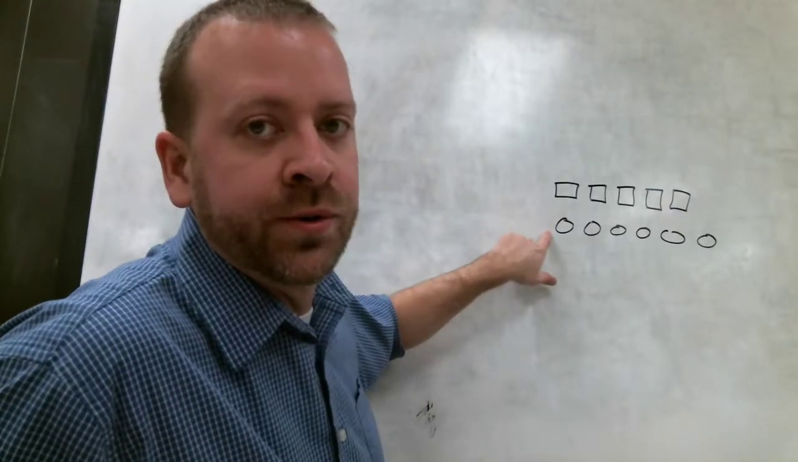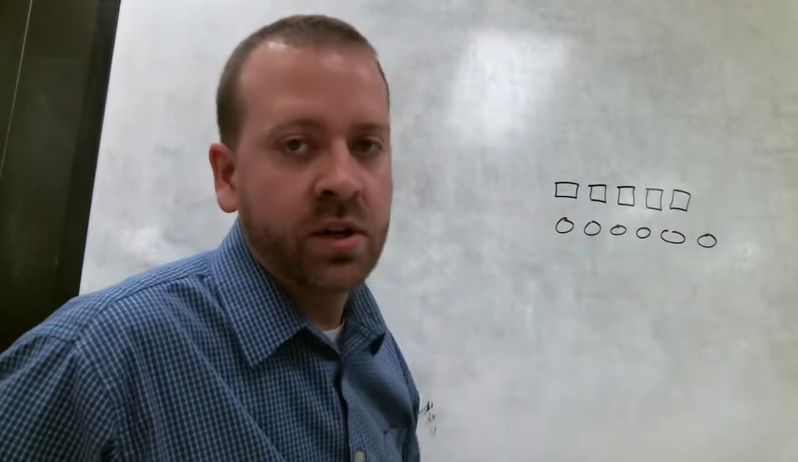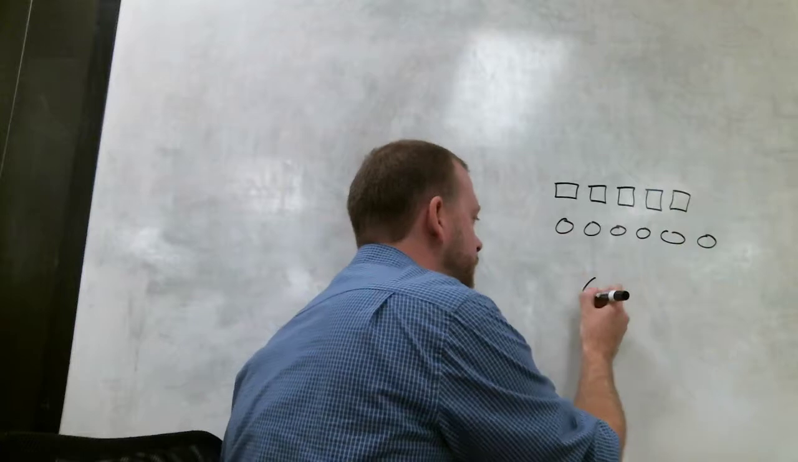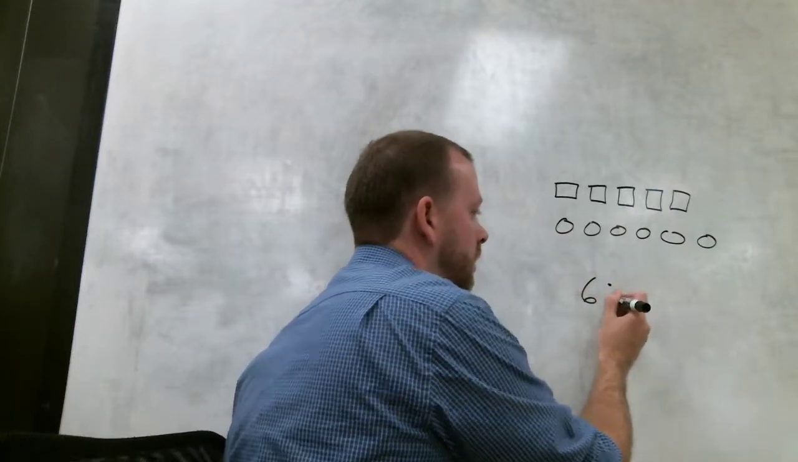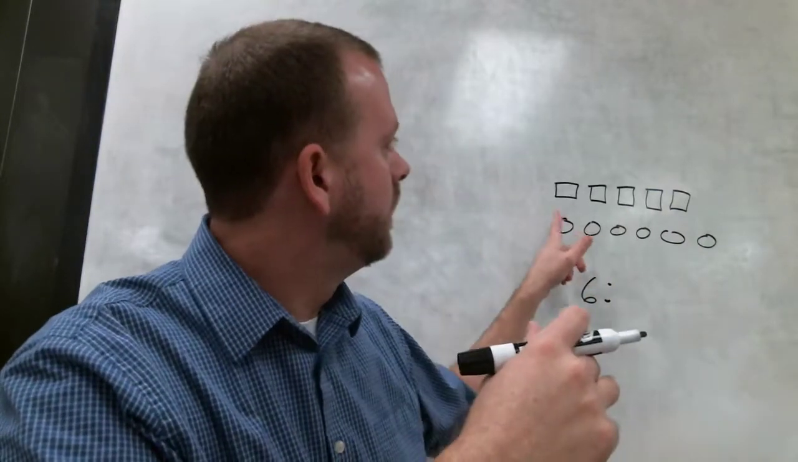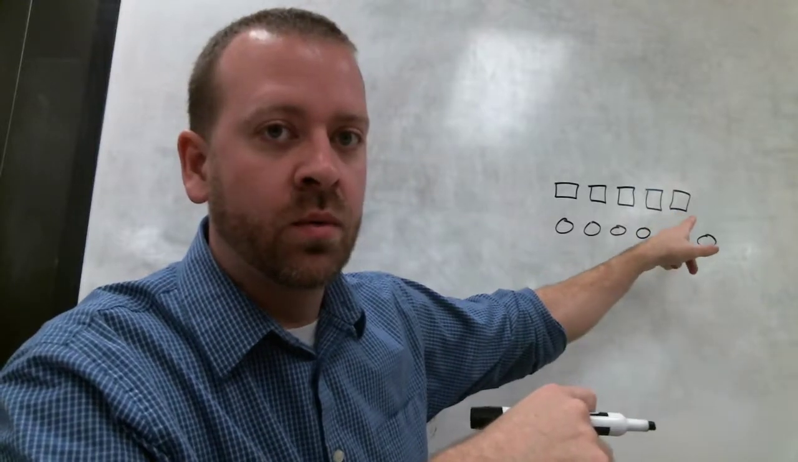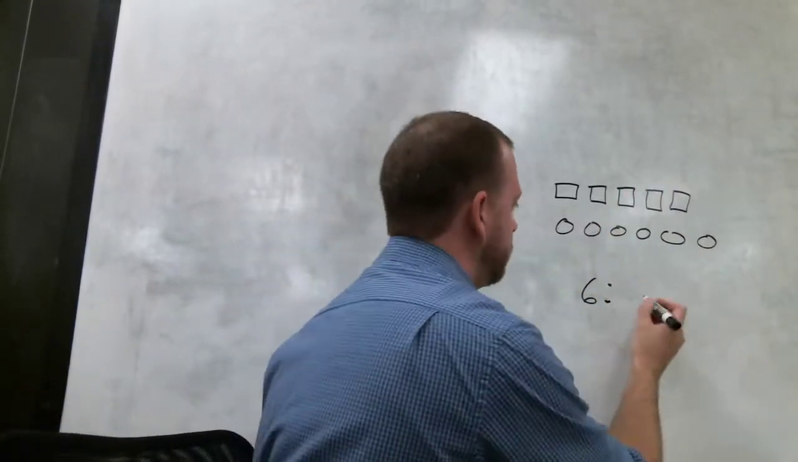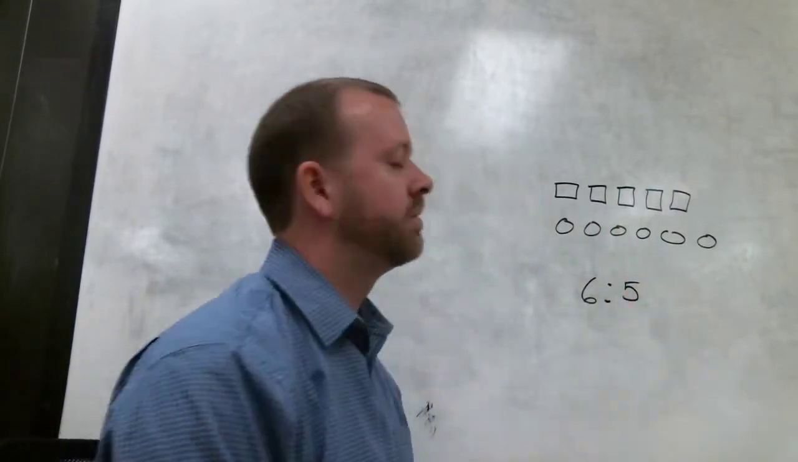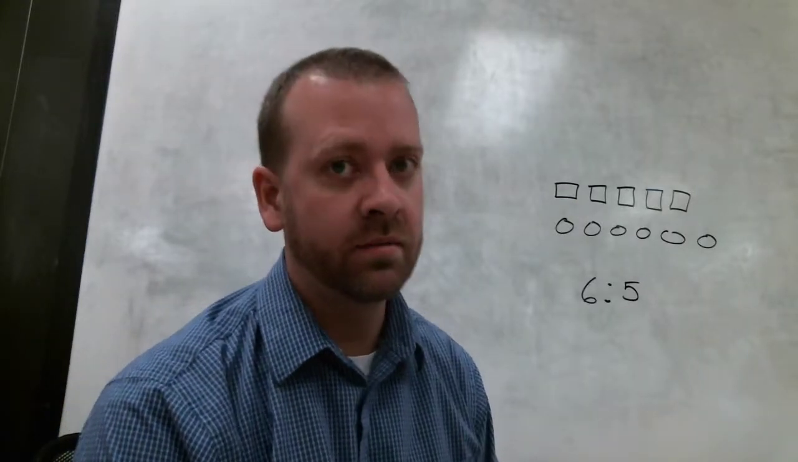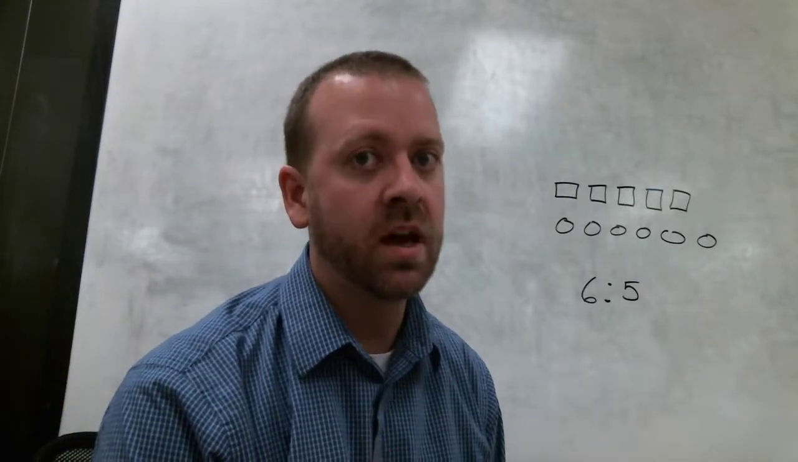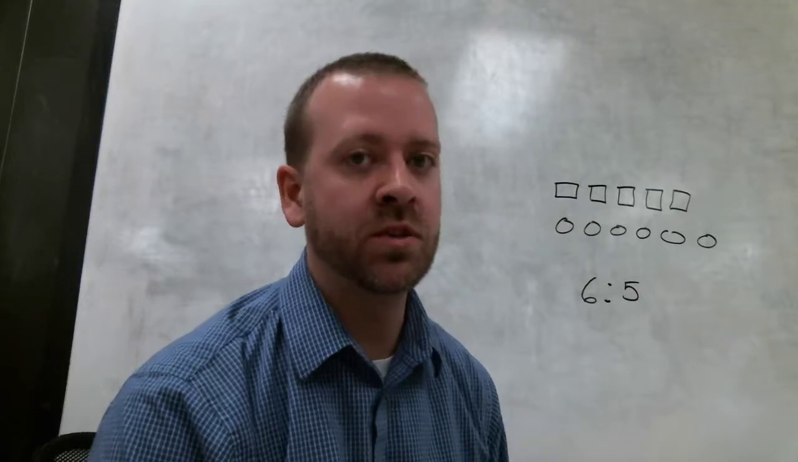Since they asked for circles first, we go with the quantity of circles, which we know is 6. And then our colon. And then the second thing they asked for was squares. How many do we have? 5. So then it's 6 to 5. So be careful. Okay? What they ask for first, that's what you give them first.